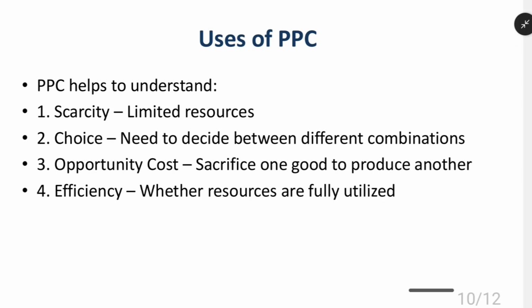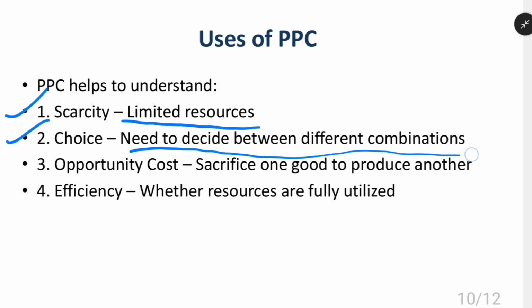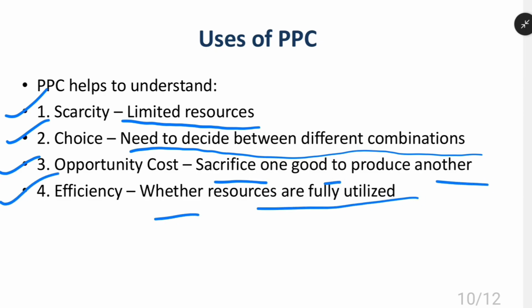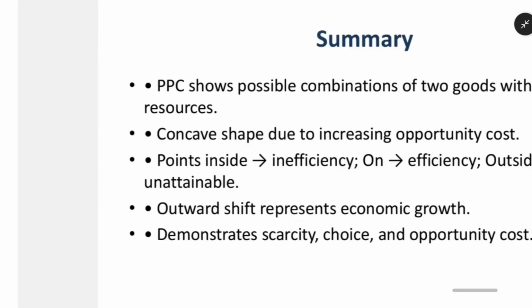Uses of PPC. PPC helps us to understand scarcity, that is limited resources. Choice, the need to decide between different combinations. Opportunity cost, sacrificing one good to produce another. And efficiency, whether resources are fully utilized or not.